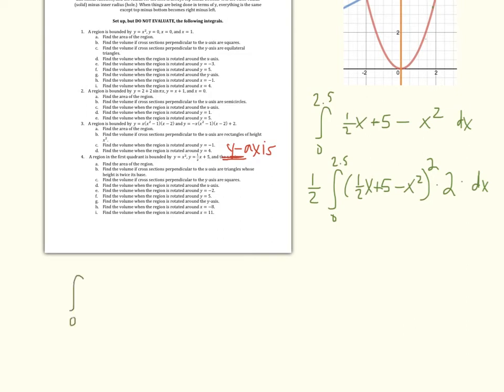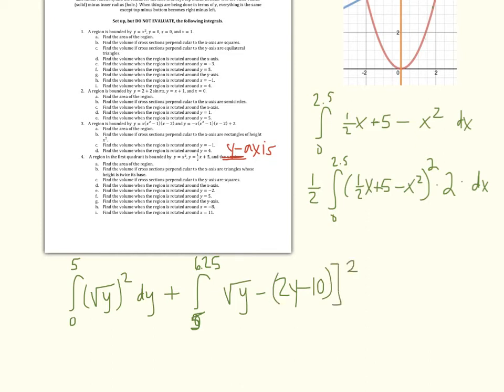Alright, so between 0 and 5, it's just going to be square root of y squared, because we're talking about squares here, plus from 5 to the intersection point, which the y value is 6.25, is going to be the right minus the left, which the left in terms of y, 2y minus 10. These are squares, so right minus left squared.